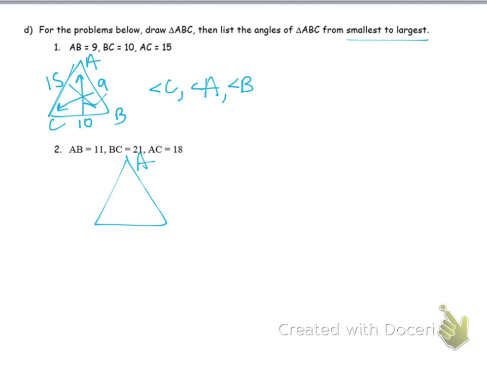Draw again. ABC. AB is 11, BC is 21, AC is 18. Okay, the smallest one is 11, sits across from C. The medium one is 18, sits across from B. And 21, my larger one, sits across from A.